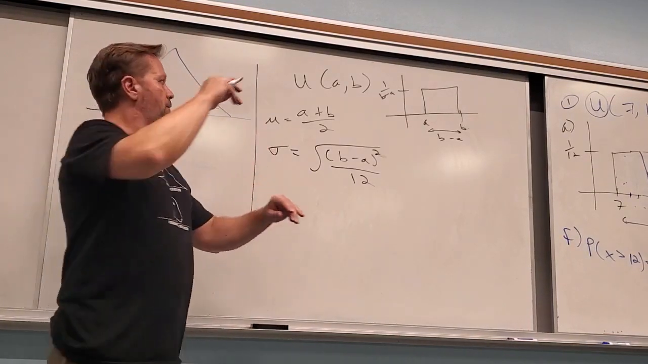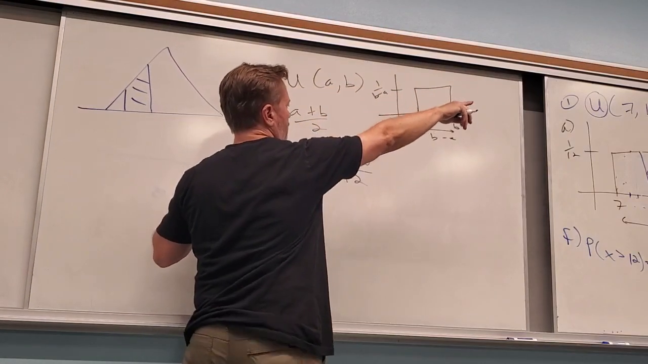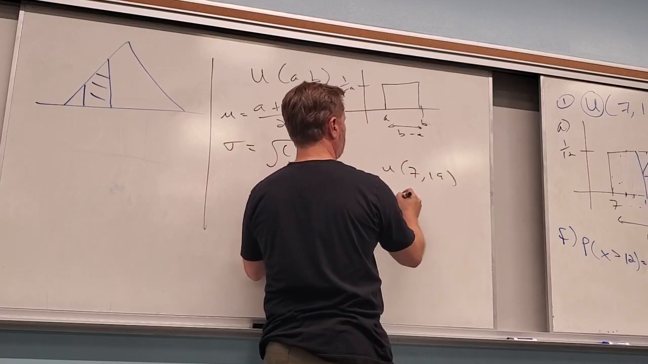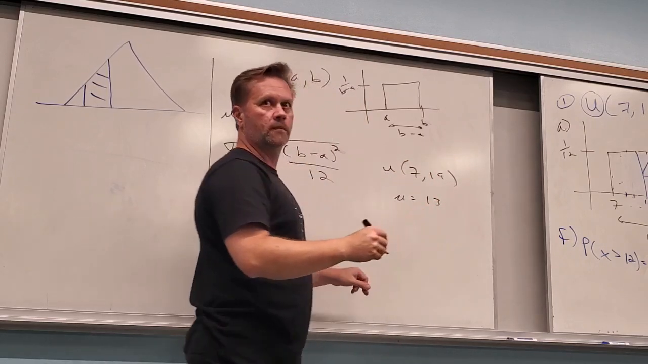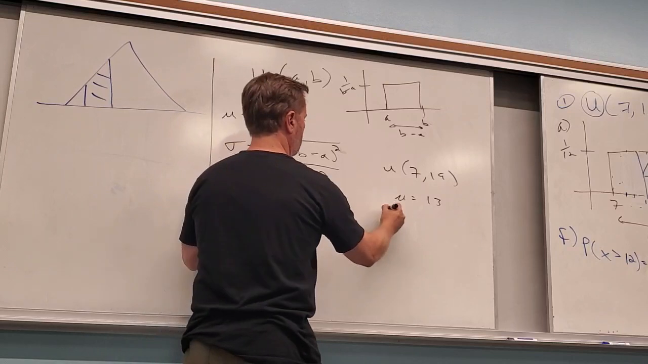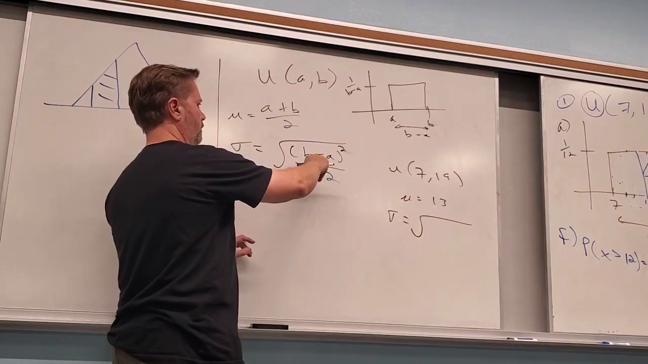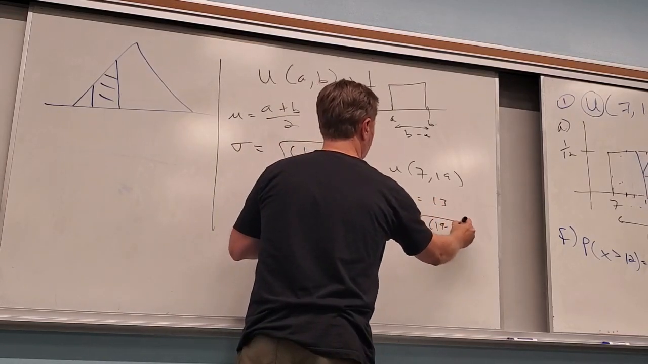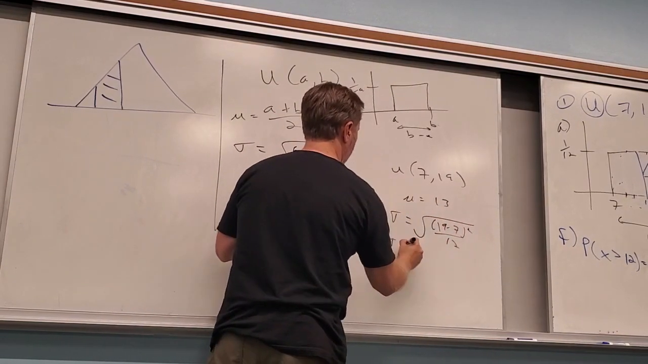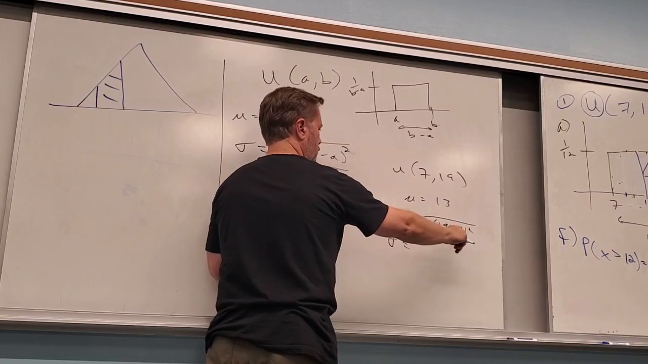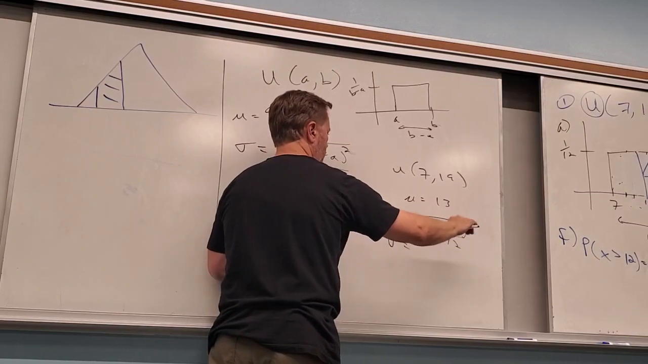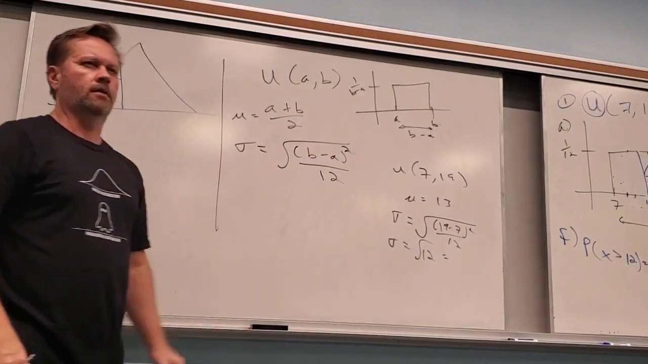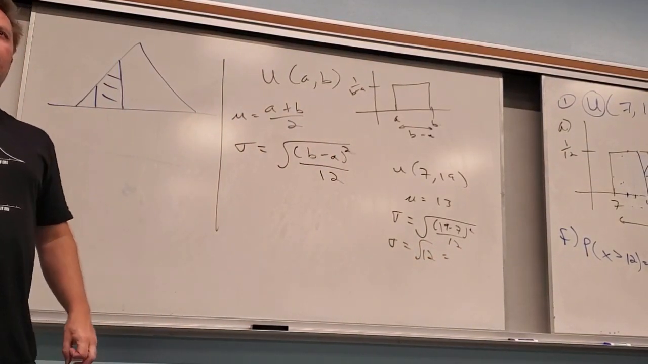But for the rest of us, for example, how do I figure out the standard deviation? So that guy's mean over there, 7 to 19, his mean is 13, right? What's the standard deviation? It's gonna be the square root of 19 minus 7 squared divided by 12. The neat thing about 19 minus 7 is it's 12, so 12 squared divided by 12. One 12 cancels, square root of 12. It's twice square root of 3.